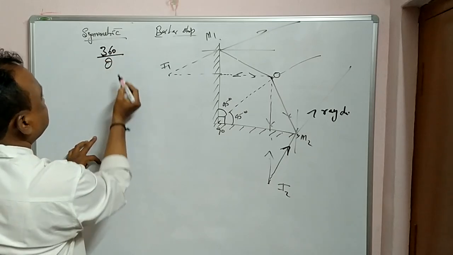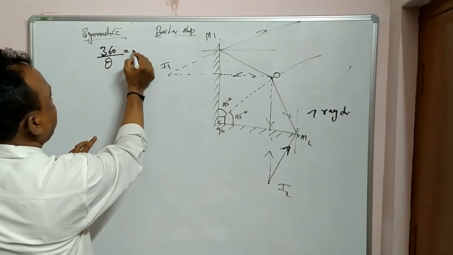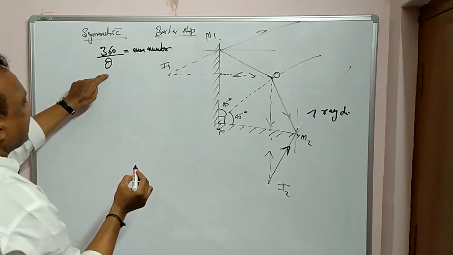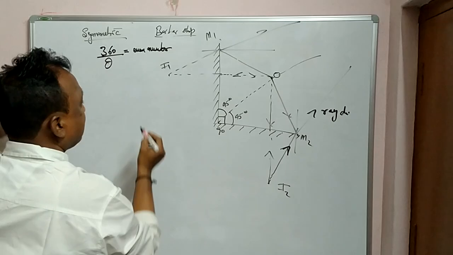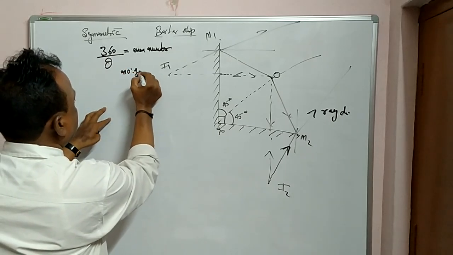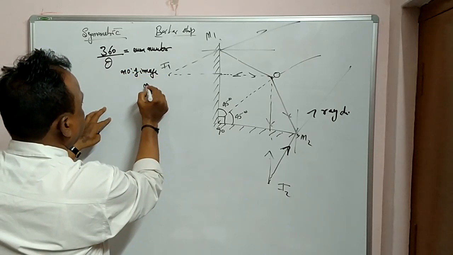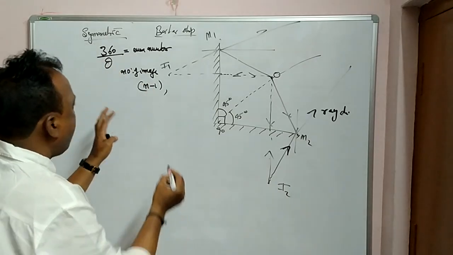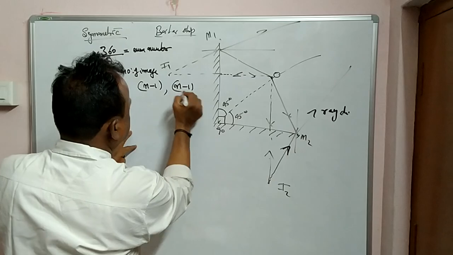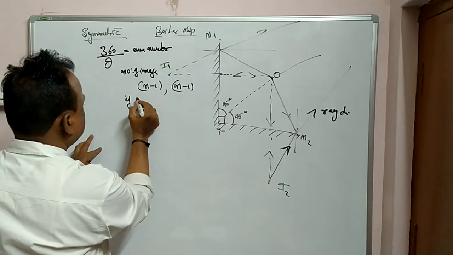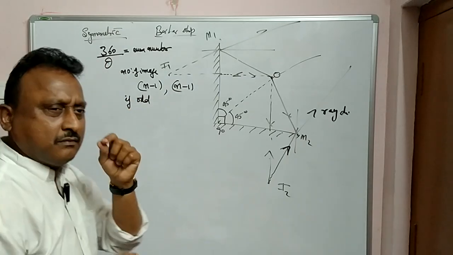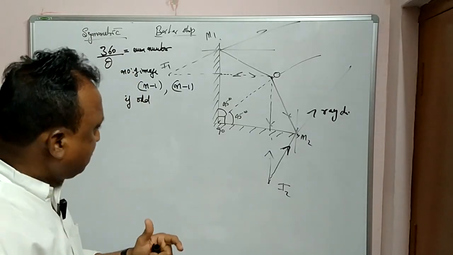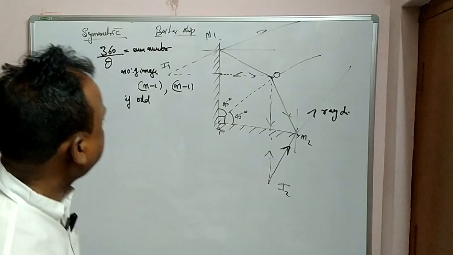360 by theta. Suppose the value is an even number, then the number of images is n minus 1. If it is an odd number, it is also n minus 1. Okay? Let us check once. First let us put the values, then apply this formula.